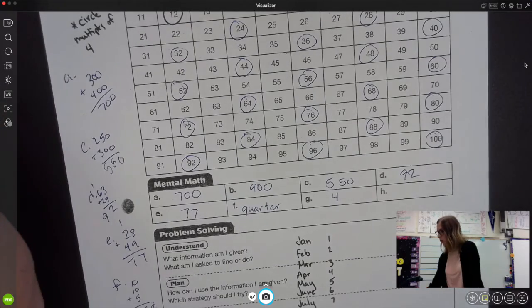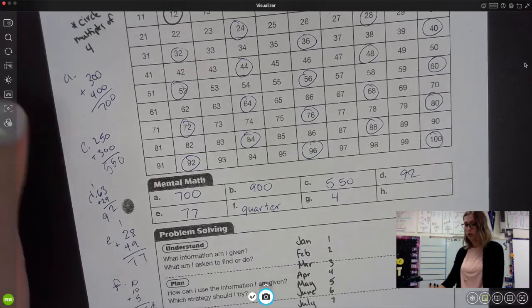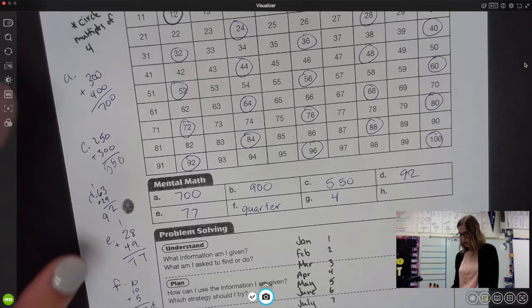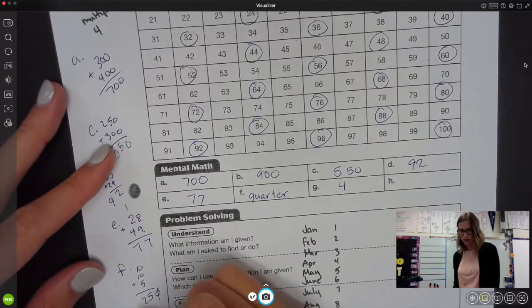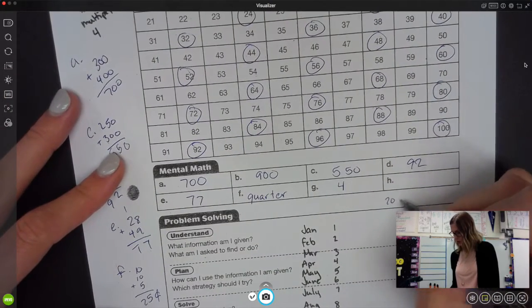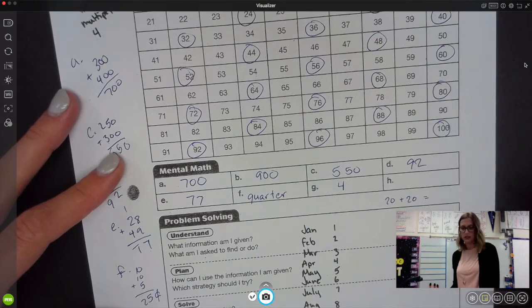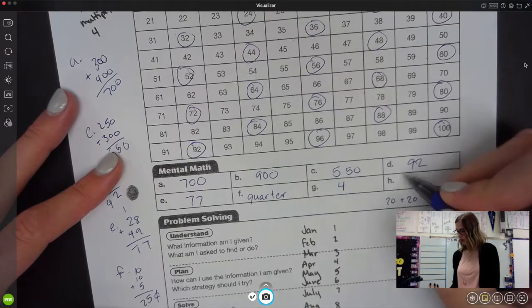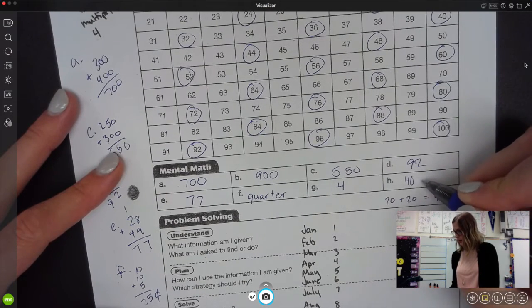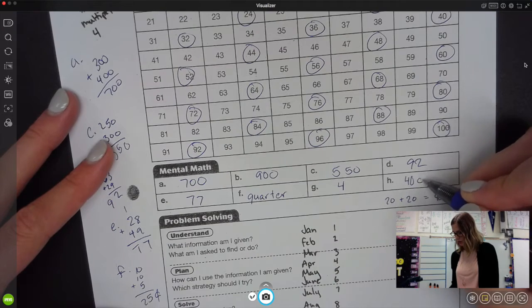Then H, if 1 pencil costs 20 cents, how much do 2 pencils cost? Well, 1 pencil costs 20 cents. The second one's also going to cost 20 cents, so 20 plus 20 is 40, so we get 40 cents. Don't forget your label there. You can write your little cent sign.